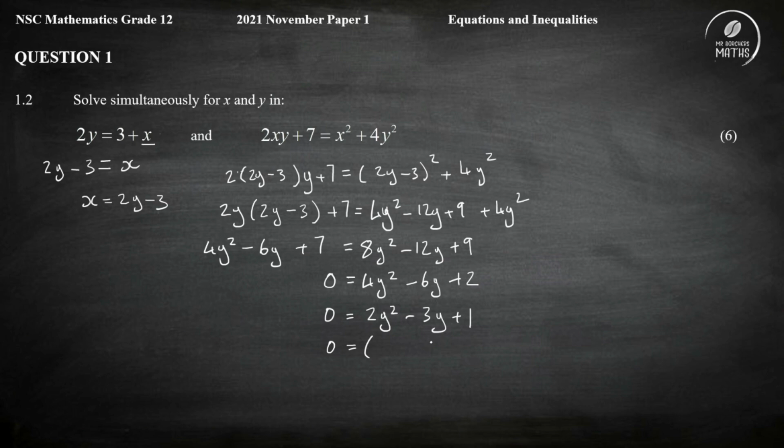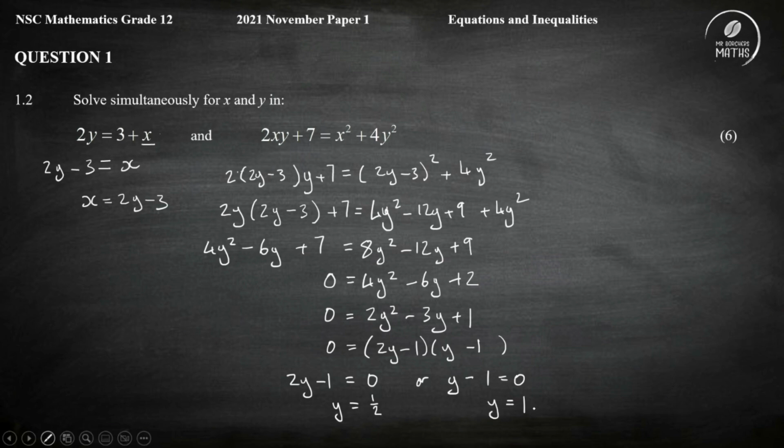Factorizing, this would become, in brackets, 2y minus 1 multiplied by y minus 1. That means that 2y minus 1 must equal 0, or that y minus 1 must equal 0. Solving each of these little equations, we get y equals a half, and on the right, y equals 1. Okay, now we have found the two possible y values that would work in both of these equations, but they do have corresponding x values, which we do need to use.